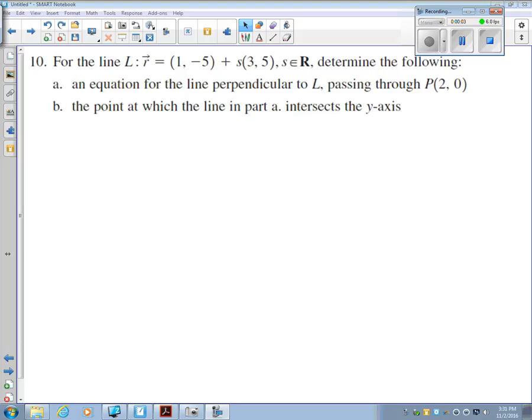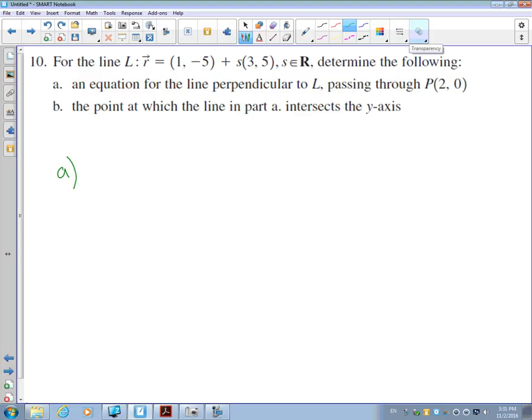In number 10, we're given the equation of a line in vector form, and we want to figure out some things about that line. Part A, a line perpendicular to L. Well, perpendicular means it has the opposite direction vector. We know a shortcut for M, in a direction of 3, 5.